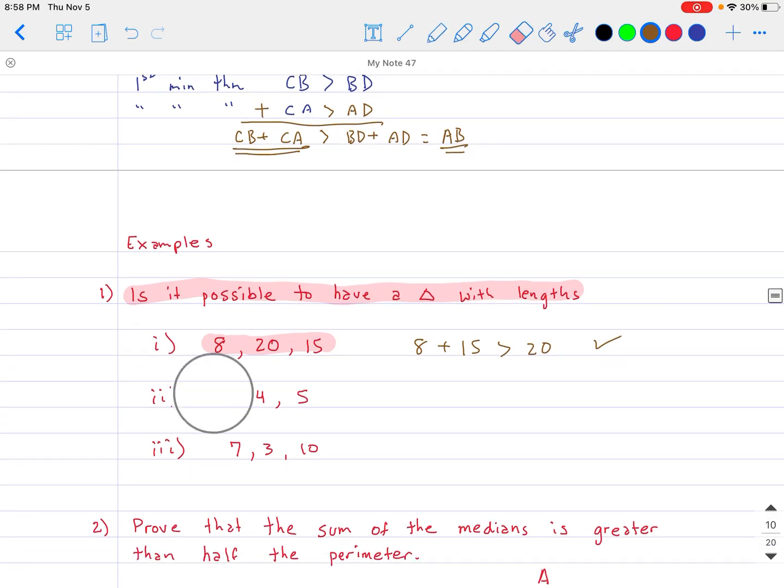Let's look at the second case over here. 3, 4, and 5. Oops, which I just erased. So 3, 4, and 5. So we're going to take 3 and 4, put them next to each other, add them together. Is it greater than 5? The answer is yes. So that actually works out.